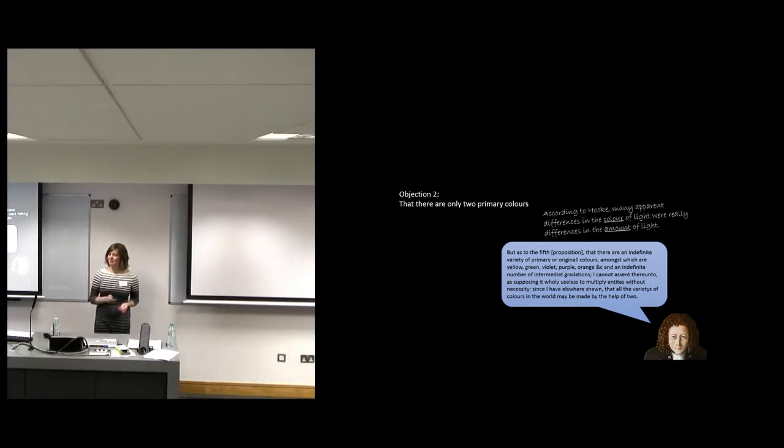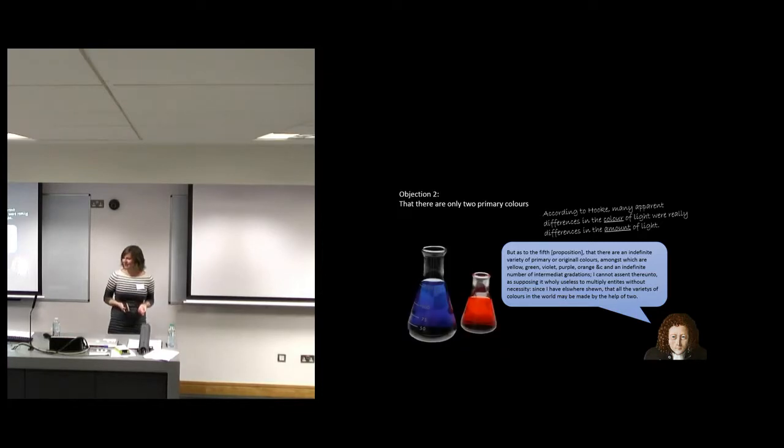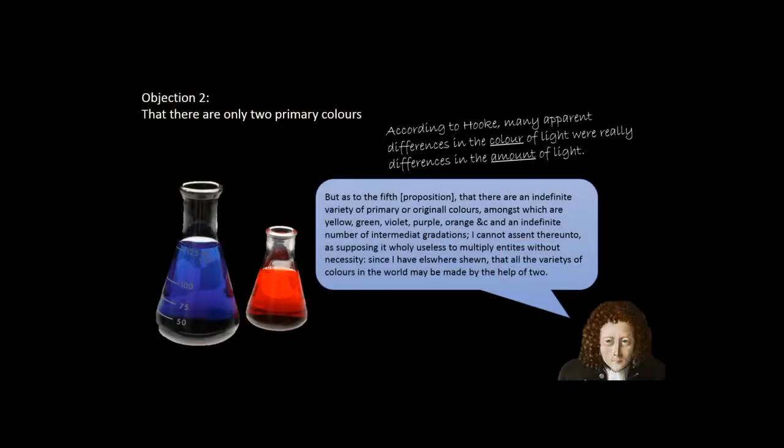Okay, so according to Hooke, many apparent differences in the colour of light were really differences in the amount of light. So he's got this two-pronged account of how you generate colour. It's some mixture of hue and also light coming in underneath it, amplifying it in certain ways. Okay, so the experiment that he describes on this is this one.